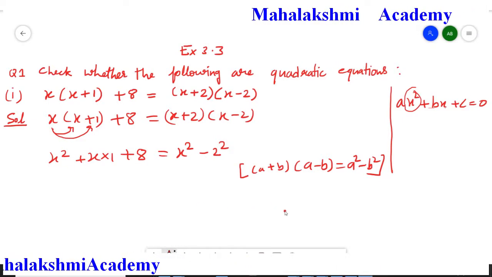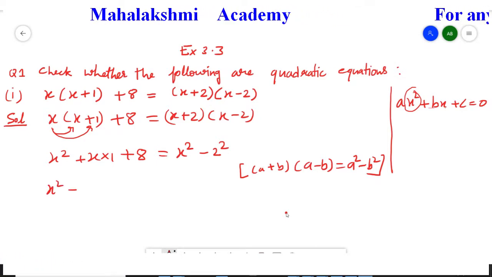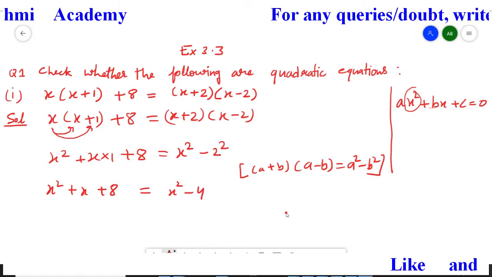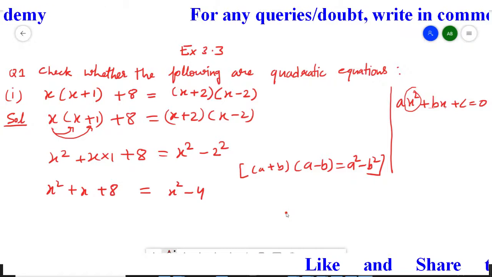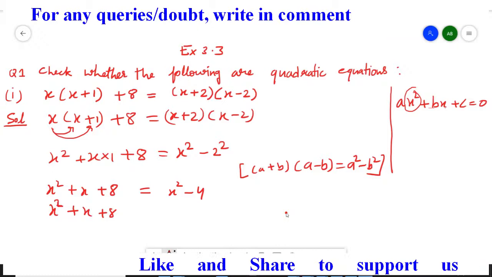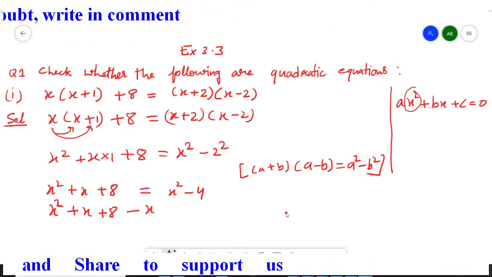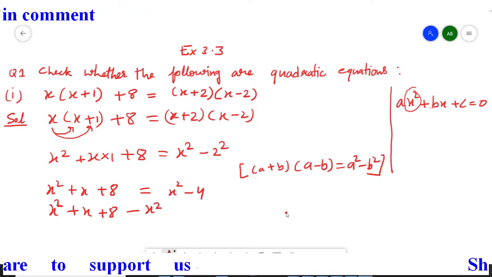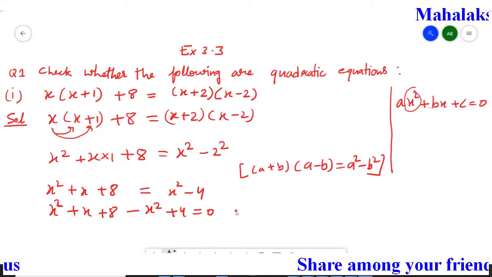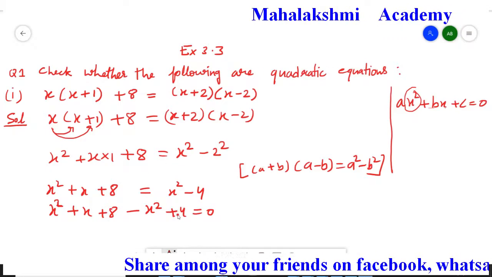Now further we will simplify it. So we will get this x square as it is, x into 1 is x, plus 8, and here we will get x square minus 4. Now we will shift them to one side. So we will get x square plus x plus 8. Now when we shift, the sign will change. Plus x square will change to minus x square, and minus 4 will change to plus 4. You can see here I shifted this x square to this side, so it got a minus sign, and minus 4 when shifted got a plus sign.